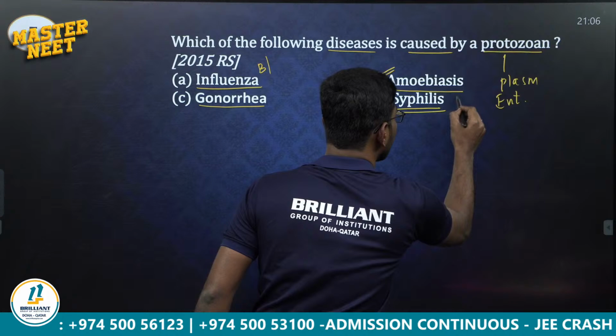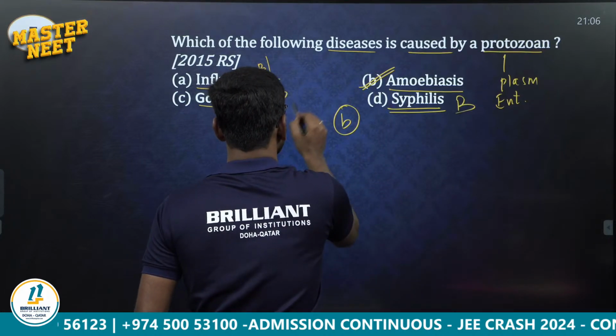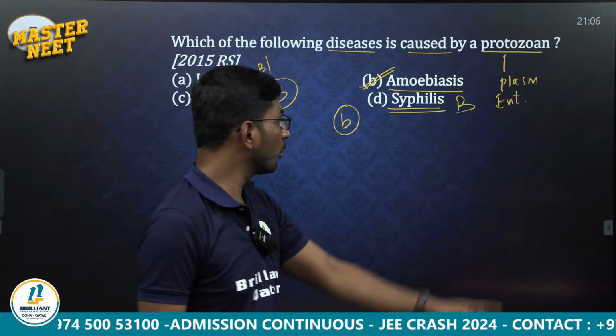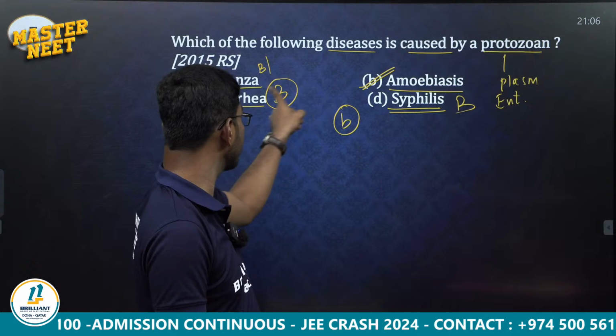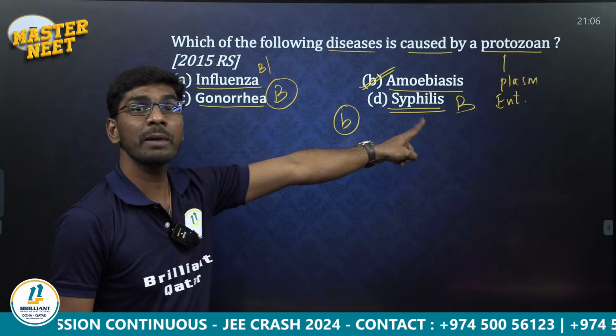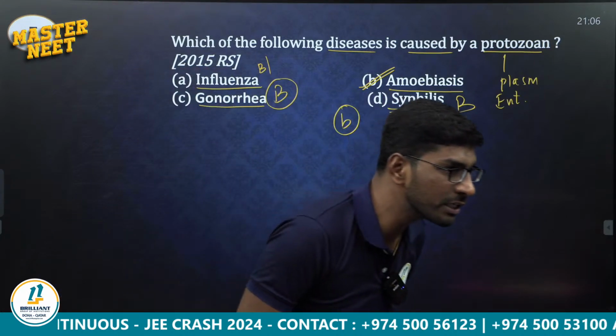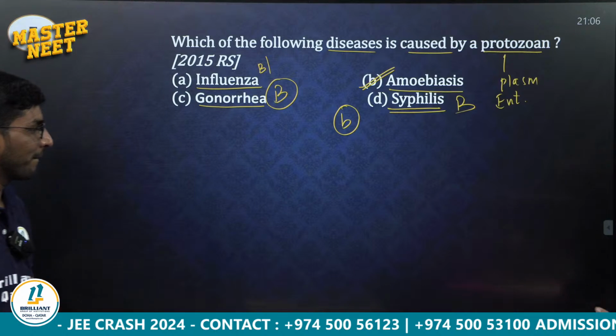Syphilis is given. Syphilis is also a bacterial disease. Gonorrhea is also bacterial. So here Neisseria gonorrhoeae and Treponema pallidum are the bacteria names. So what is the right answer? Right, okay, very good.